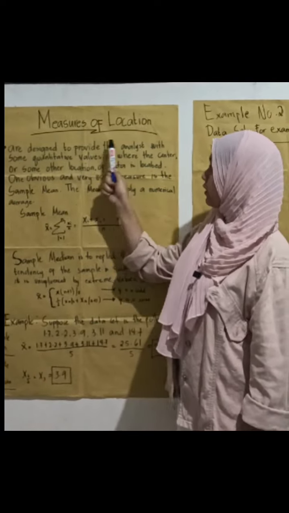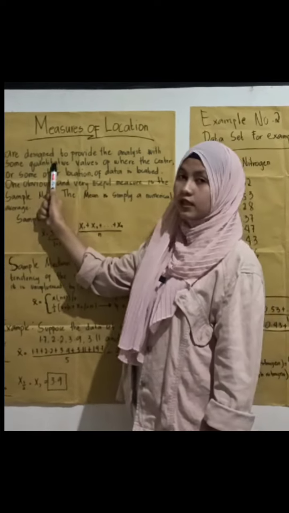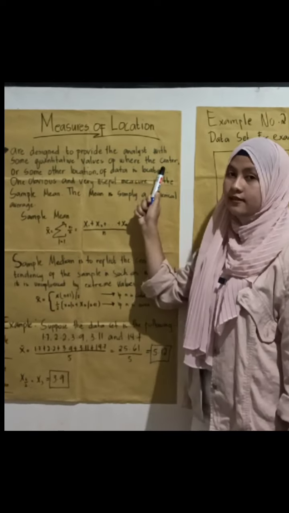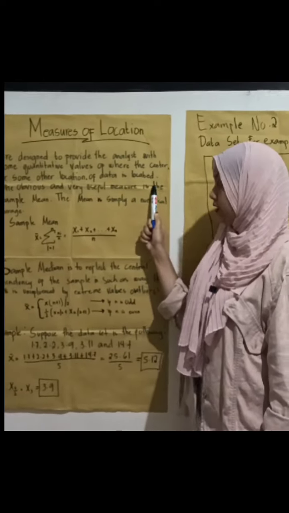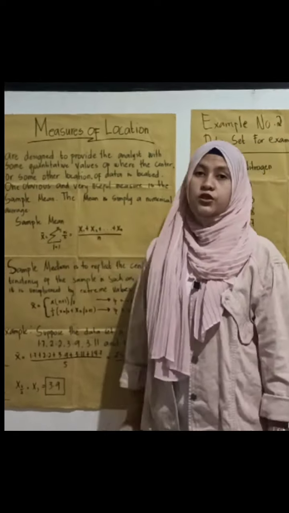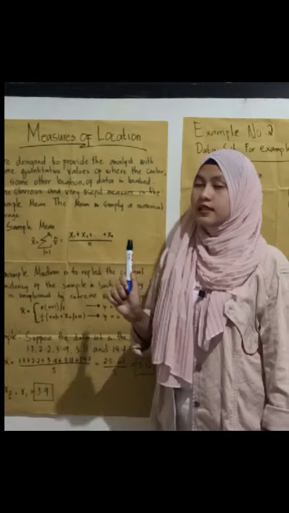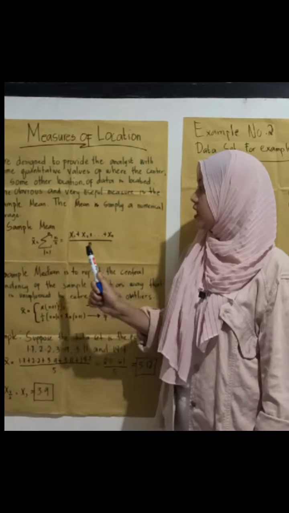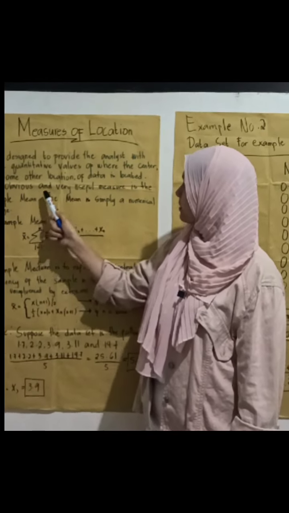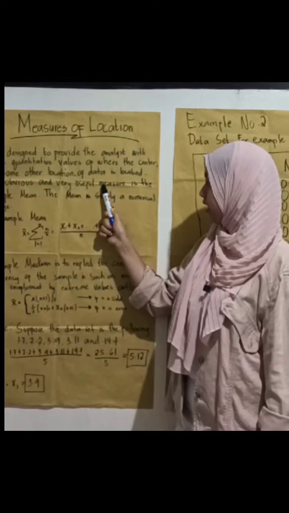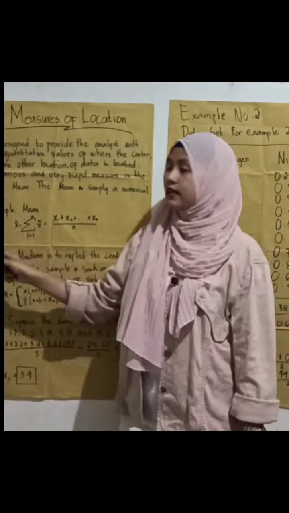Measures of location are designed to provide the analyst with some quantitative values of where the center or some other location of the data is located. In this measure of location, we have two measures, which are the sample median and the sample mean. First is the sample mean. The sample mean is a very useful measure, and this mean is simply a numerical average.